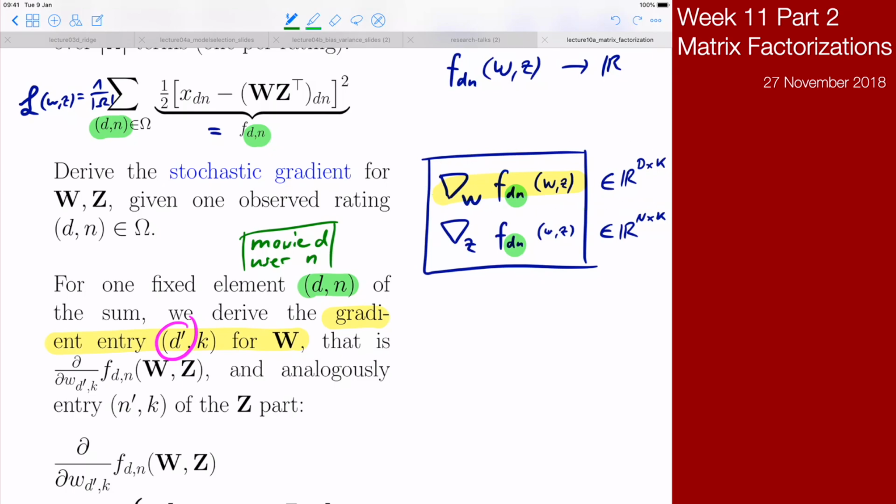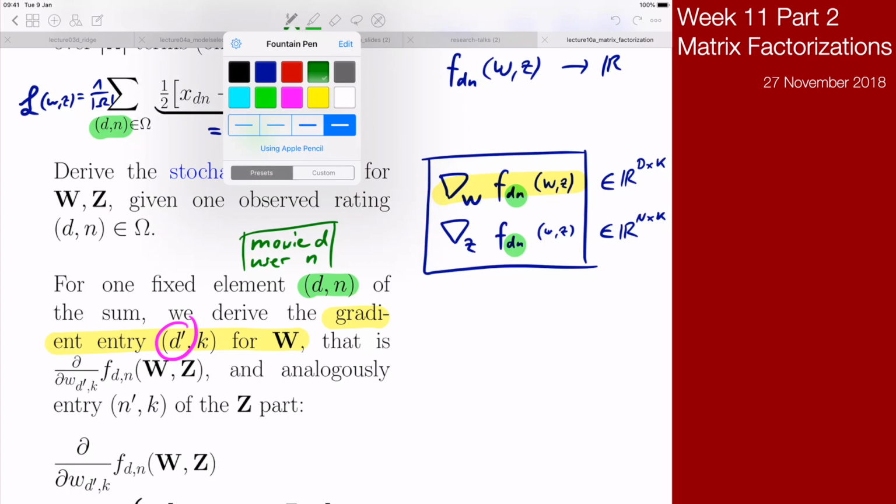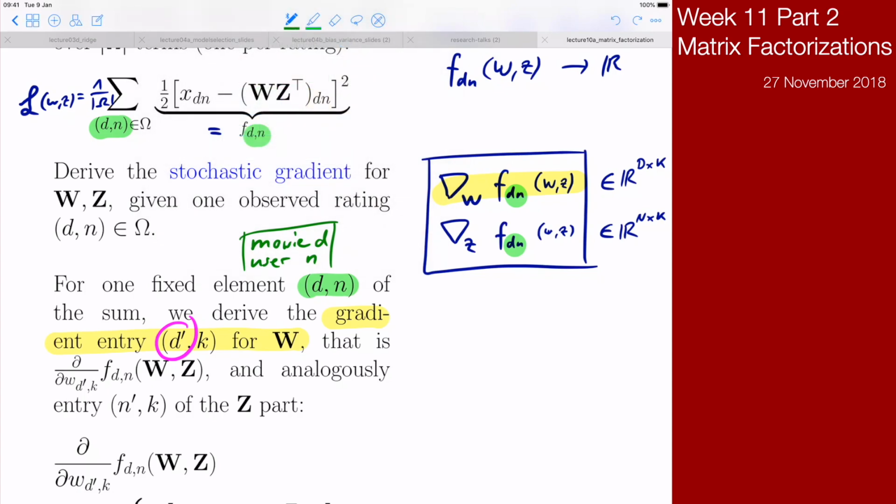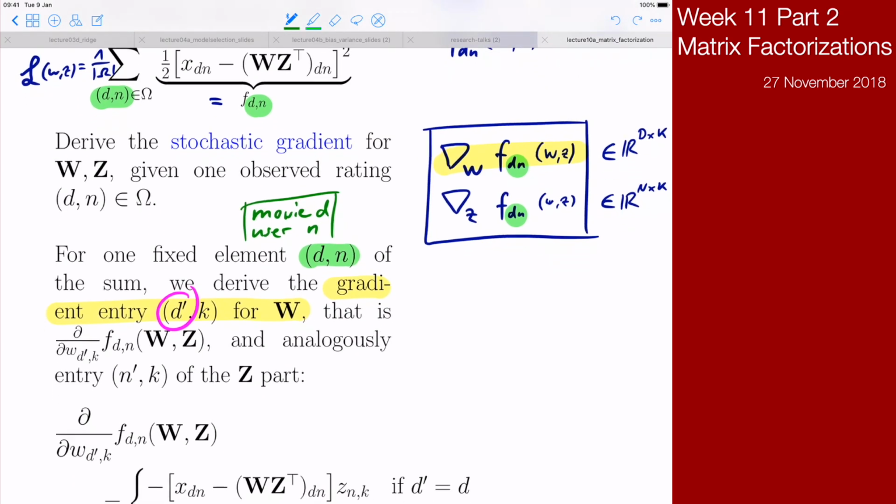So here I need to compute all of them. I've fixed d and n, but I need to compute all the yellow entries. So that's what's happening here. And each entry has a name of that yellow stuff, and the name of an entry of the yellow stuff is d prime and k. So k is the column, d prime is the row. I'm just saying it because I want to know all the rows and all the columns. I need to compute the whole gradient matrix here. That's why we need two different variable names.